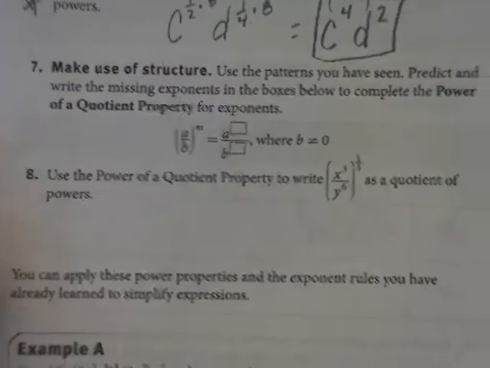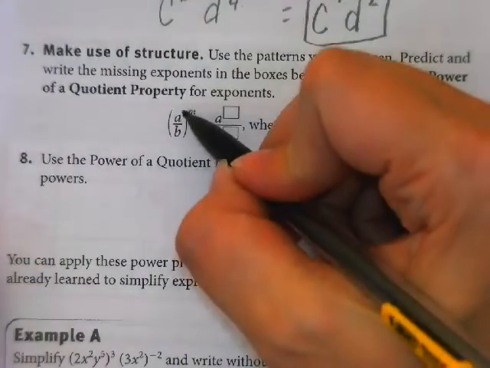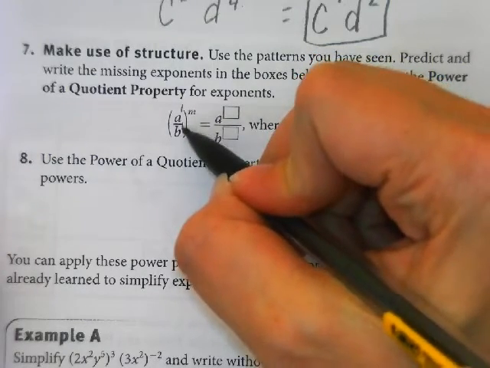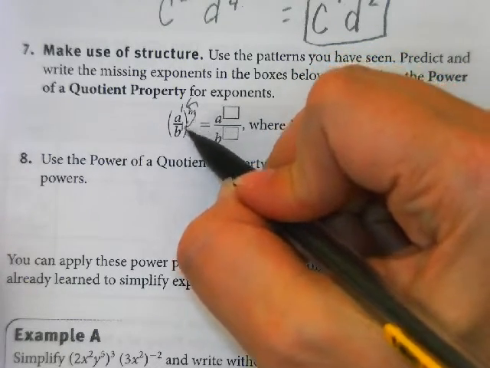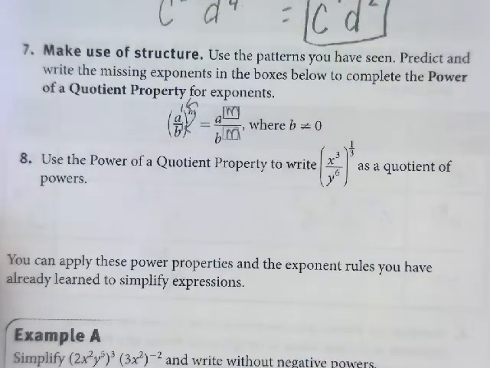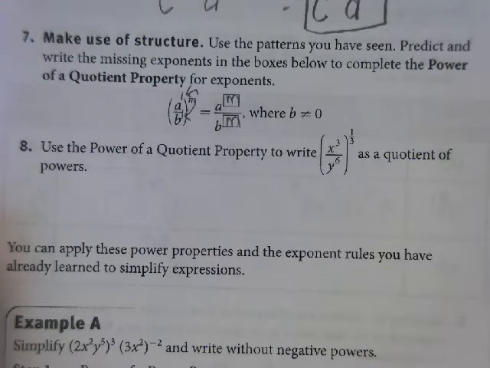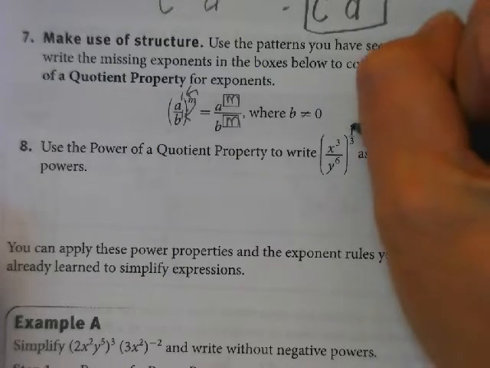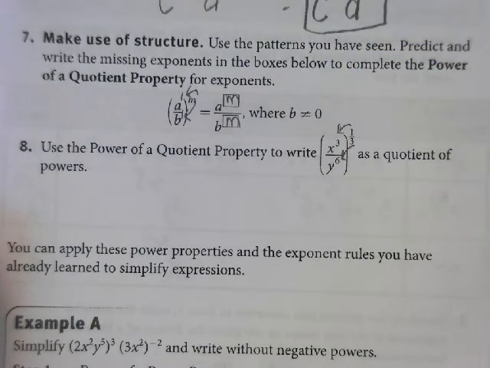Look down here at number 7. Now you have a fraction in the parentheses. Guys, this is still A to the first and B to the first. You're going to distribute on the numerator and the denominator. So it's A to the M over B to the M. So let's see what that looks like. So again, if you have an exponent outside of a parentheses, you're just going to distribute or multiply it on the inside every time, just like you learned in 6th grade.